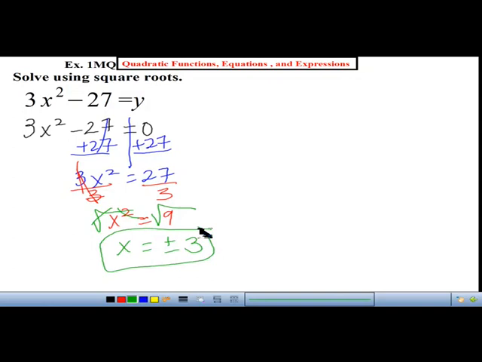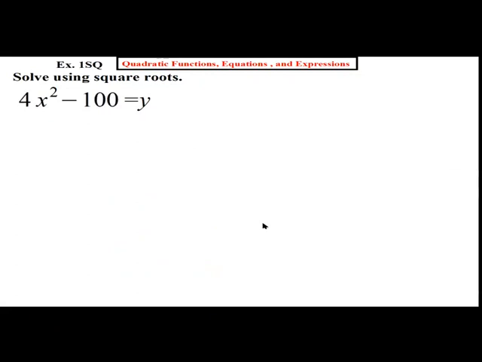Show me your fingers with these. 5, 5, 5, 5s. Yeah, these are nice, right? Okay, here goes another one. Very much like it. You do this next one by yourself. Example 1 super Q. We got 4x squared minus 100 equals y. Copy that and solve. Go.